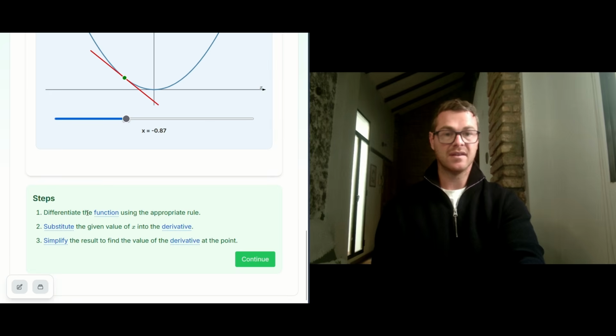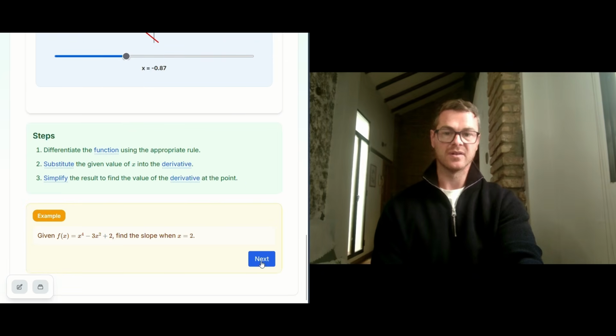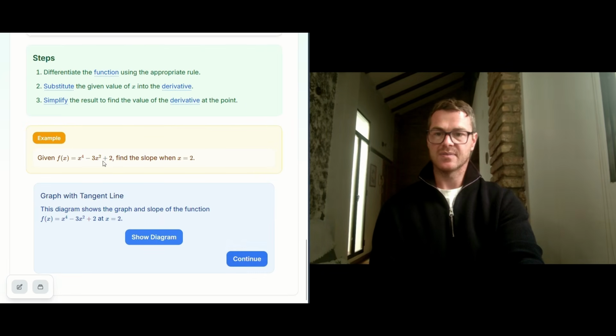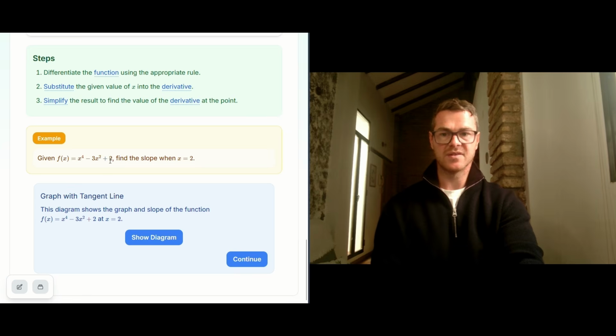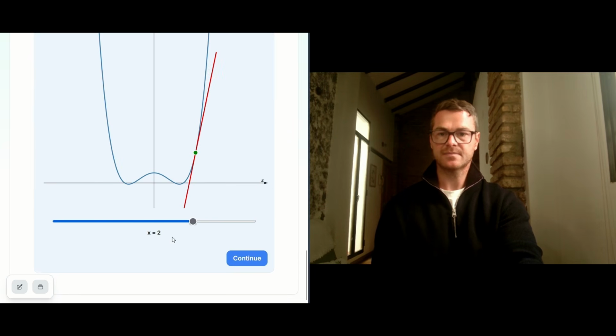So the steps are going to be differentiate the function, I'm going to substitute the value in for x, and then I'm going to simplify to find the derivative, or find the slope. So this is my question. I have x to the power 4 minus 3x squared plus 2, and I want to find the slope when x is equal to 2.